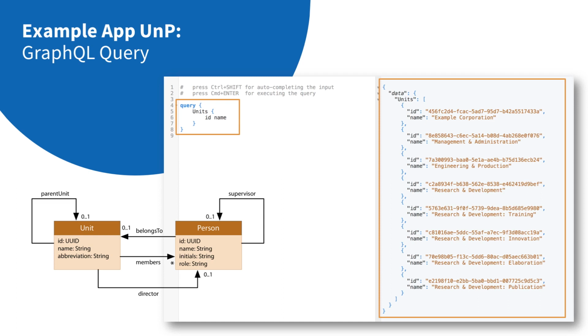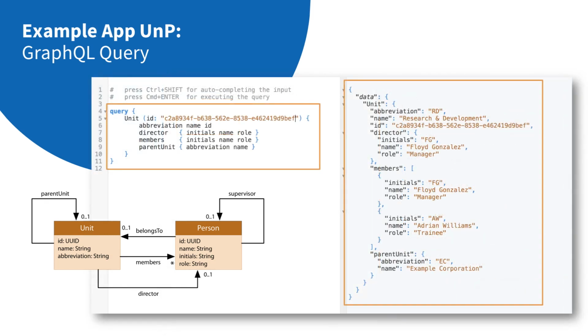You see the JSON responds directly on the right side, what this backend gives us back. We can also be more specific and say, okay, just enter the data model at a particular unit, then fetch the abbreviation, name and ID of this unit, then go over the relationship director and fetch their initials, name and role attributes. Once again, go over the relationship members and fetch their initials, name, role, and go also to the parent unit and fetch the abbreviation and name of the parent unit. If we execute this more complex query, you get a more complex response.